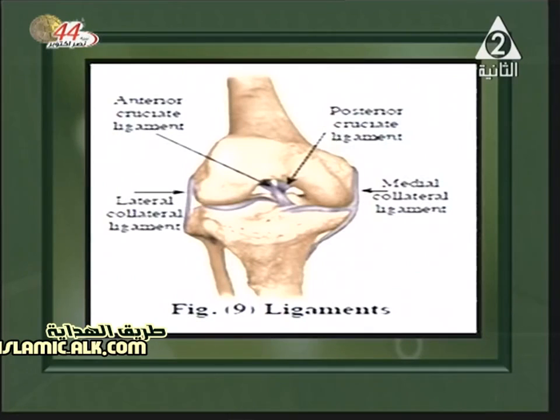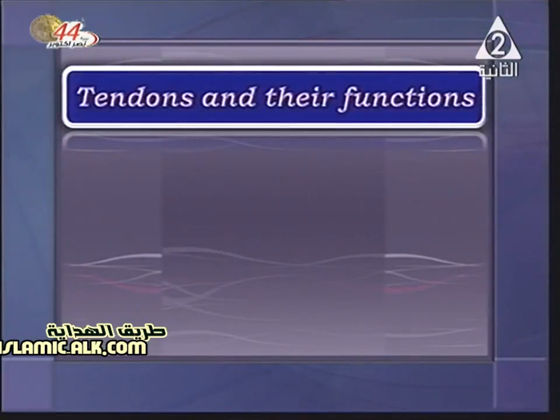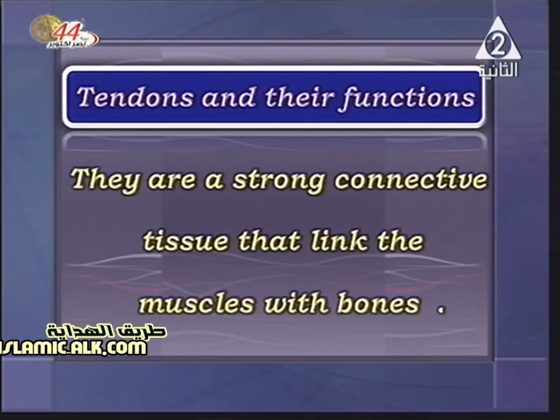After that we have something called tendons. Tendons are very important in your curriculum. They are strong connective tissue that links the muscle with the bone. What does it mean? As we said, when two bones meet each other, they form something called a joint, or articulation. Sometimes they don't allow any movement, like the joint between the bones of the skull. And at this side, we need more support.